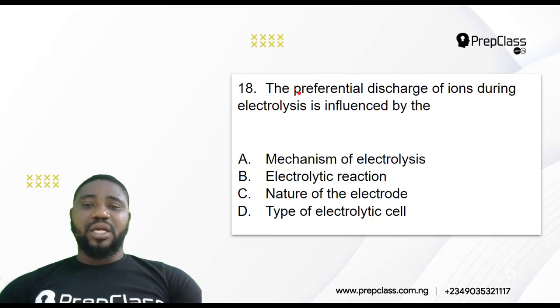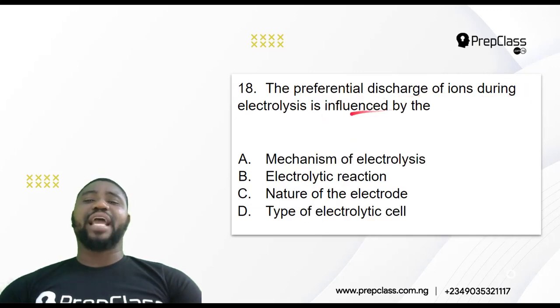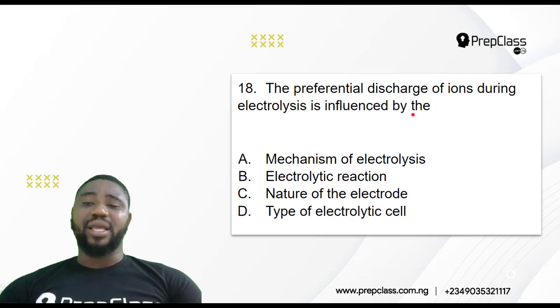18. The preferential discharge of ions during electrolysis is influenced by... Is it influenced by mechanism of electrolysis? Is it influenced by electrolytic reaction? Is it influenced by nature of the electrode? Is it influenced by type of the electrolytic cell?